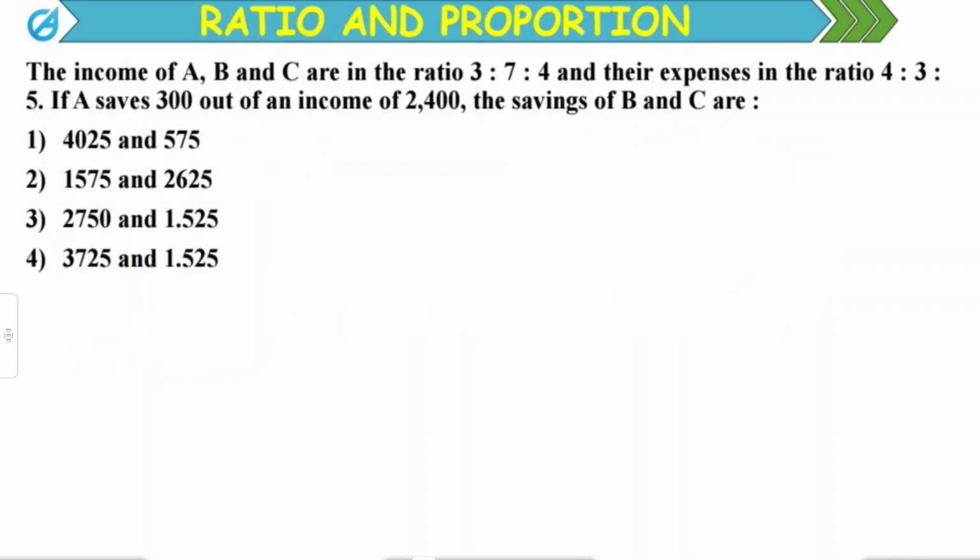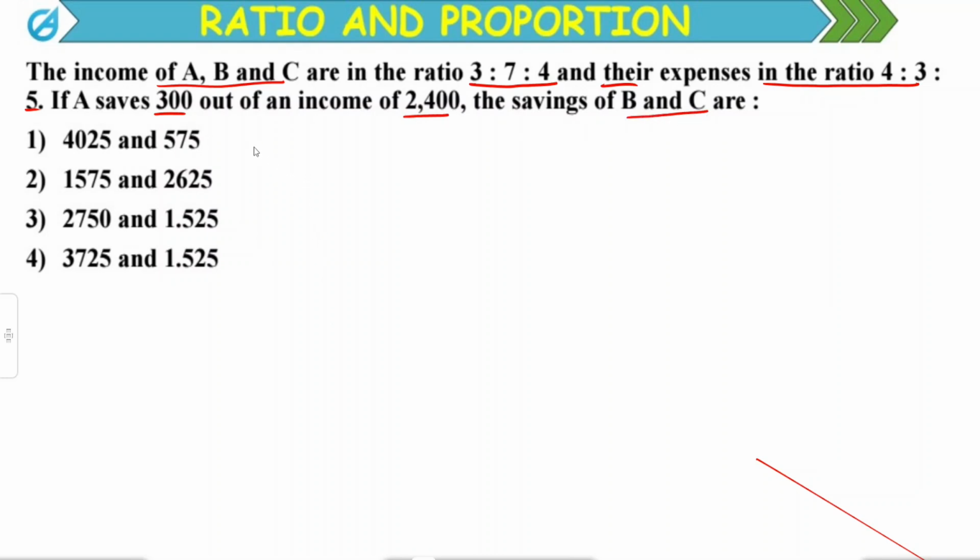Look at the question. The incomes of A, B, and C are in the ratio 3 is to 7 is to 4, and their expenses are in the ratio 4 is to 3 is to 5. If A saves 300 out of an income of 2400, the savings of B and C are?